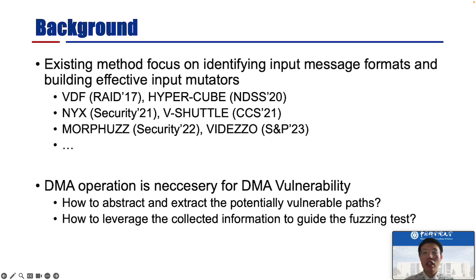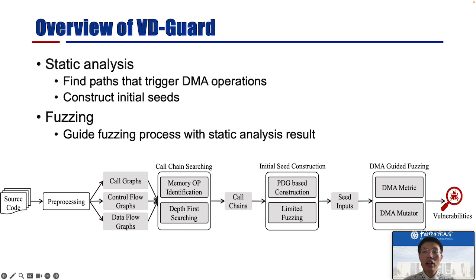The first is how to abstract and extract the potentially vulnerable paths. And the second is how to leverage the collected information to guide the fuzzing test. To solve the above problems, we propose VDGuard and implement its demo. In the static analysis stage, it finds paths that trigger DMA operations and constructs initial seeds based on the path information. In the fuzzing stage, it guides the fuzzing process with the static analysis result.